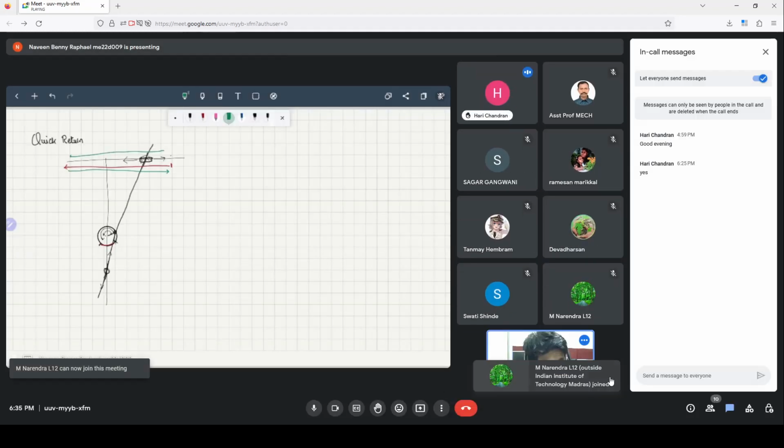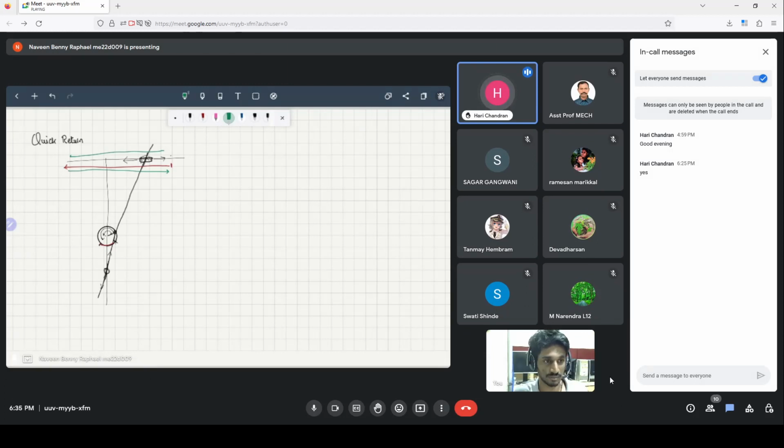Yes, CAD CAM machines are using these quick return mechanisms. Yeah, exactly. Cams are also another part which I didn't cover mainly because there are too many kinds of questions I can ask from it.